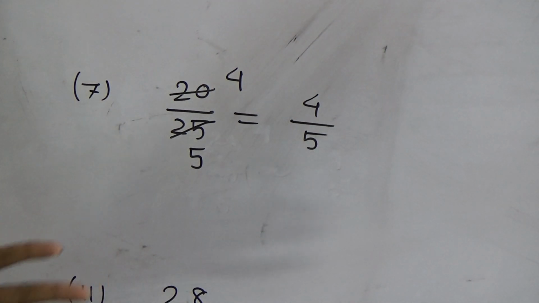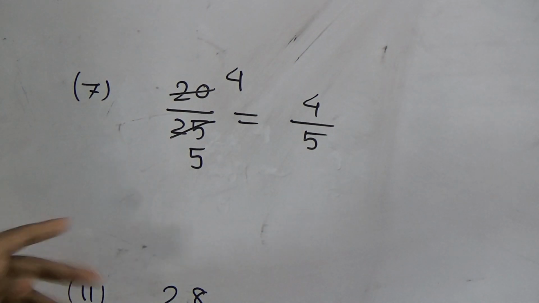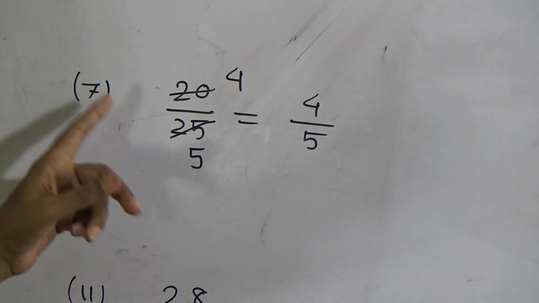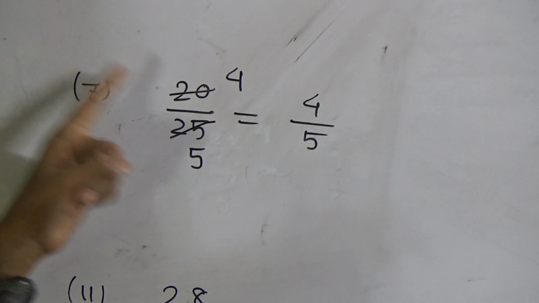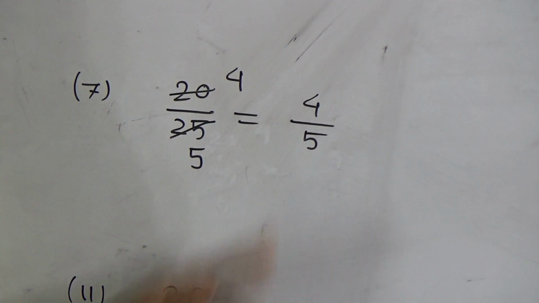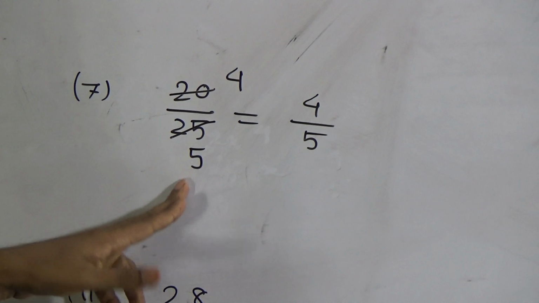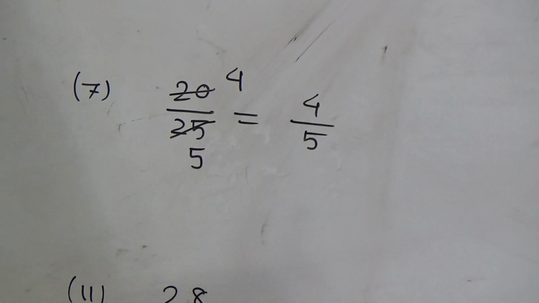I repeat, look, between 20 and 25, 5 is the common factor. If you divide 20 by 5, then you get 4. If you divide 25 by 5, then you get 5. Okay, so our answer will be 4 by 5.